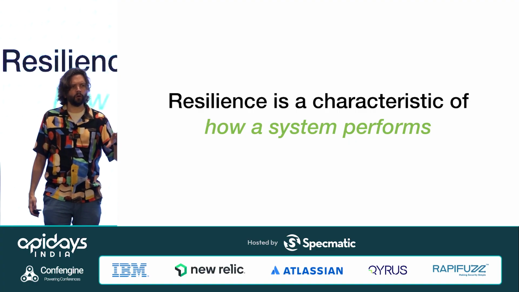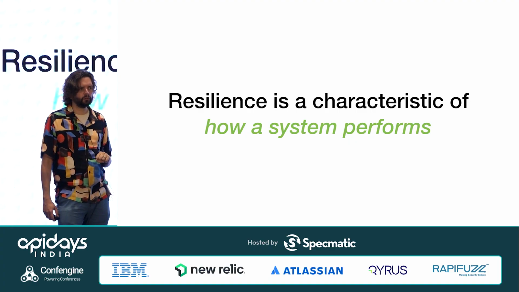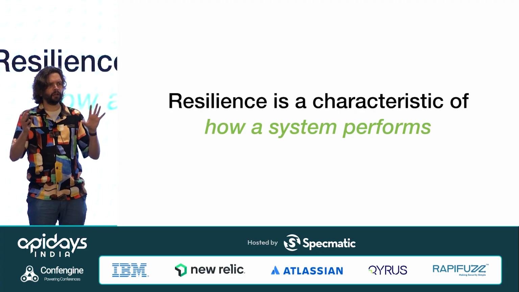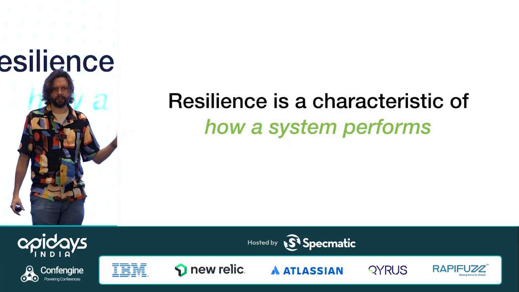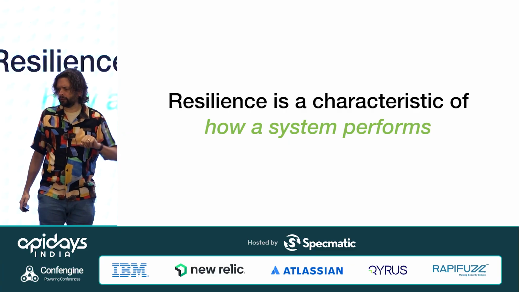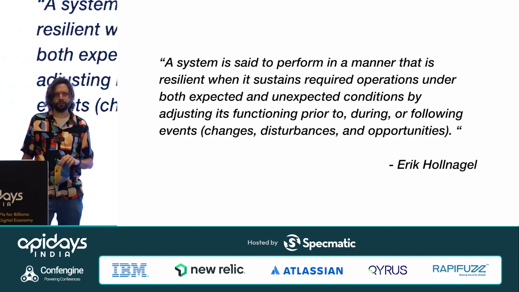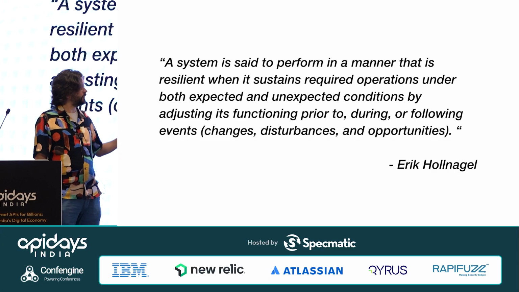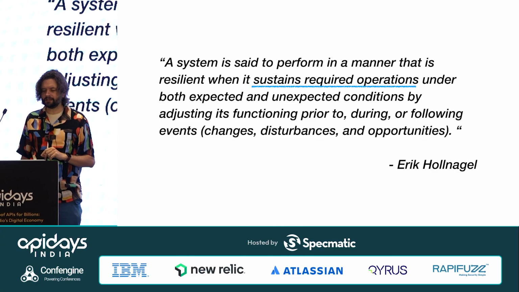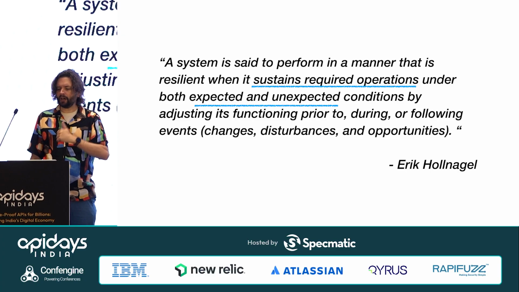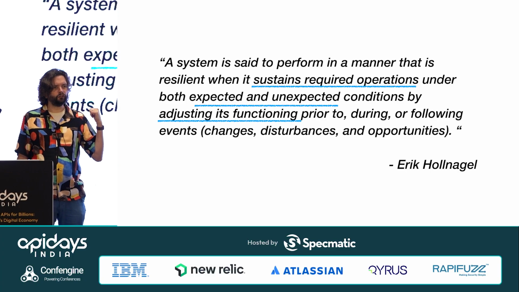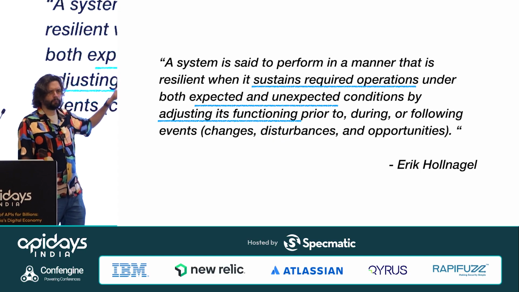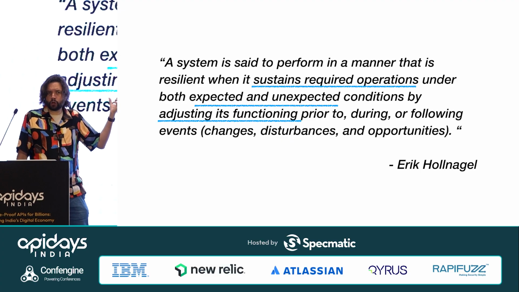I'm going to now use quite a wordy definition for resilience that comes from a person called Erik Hollnagel, who's one of the founding lights, I guess, from the academic space around both safety management and resilience. And it's a big quote, but I'm going to break it all down. So this is Erik's definition of resilience. A system is said to perform in a manner that is resilient when it sustains required operations under both expected and unexpected conditions by adjusting its functioning prior to, during, or following events. So we're going to break this down a little bit. But I think it's actually a good definition.